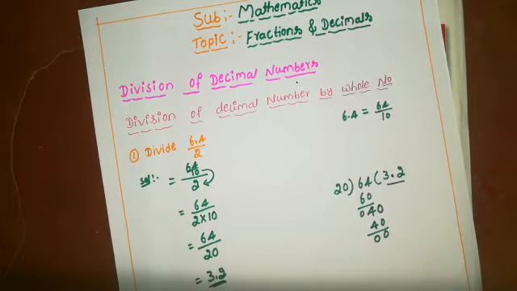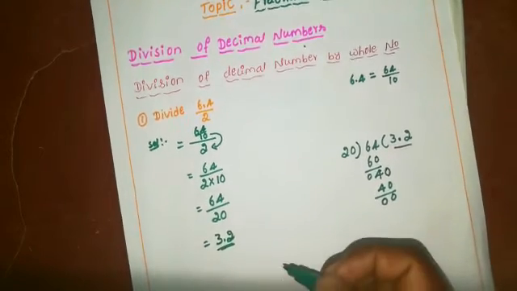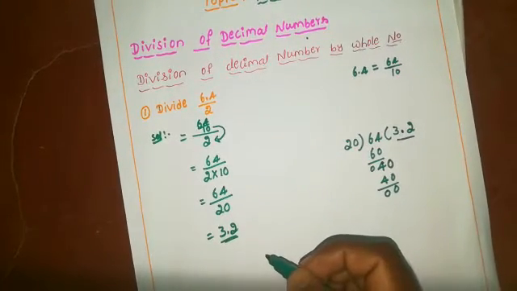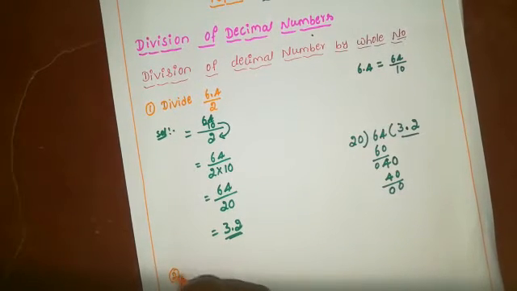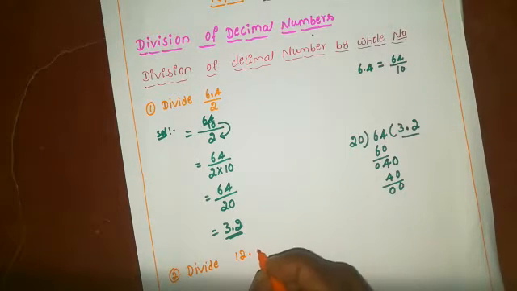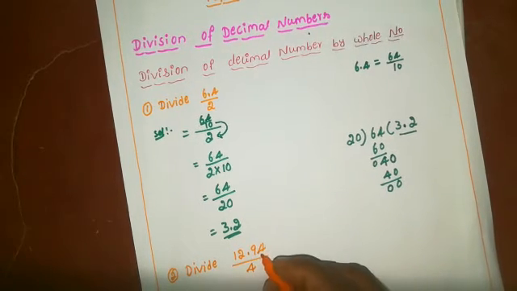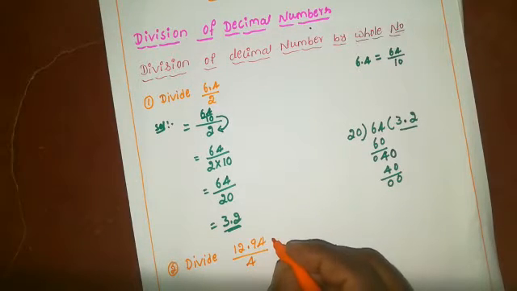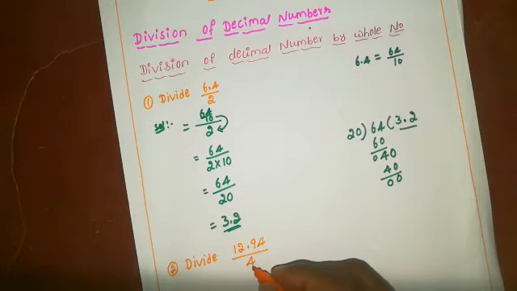Thus we divide a decimal number by a whole number. See one more example, the second one: divide 12.94 by 4. Here 12.94 is a decimal number and 4 is a whole number. Now we have to divide a decimal number by a whole number.